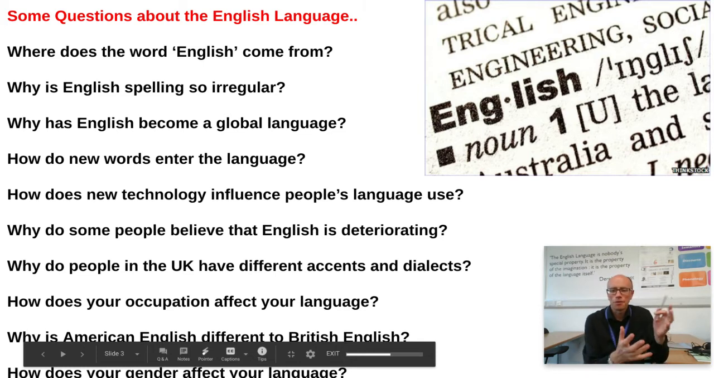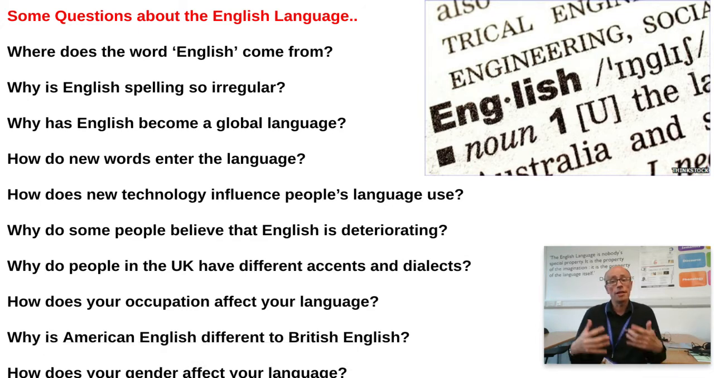Now, first of all, if you look on the slideshow here on the left-hand side, here are some questions which we will be grappling with as the course goes on. So let's just take you through these. Where does the word English come from? Not only the word itself, but where does English as a language come from? So clearly we'll be looking at that. So we'll be peering through the mists of time to try and trace back where English comes from historically.